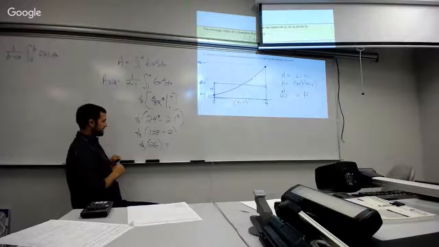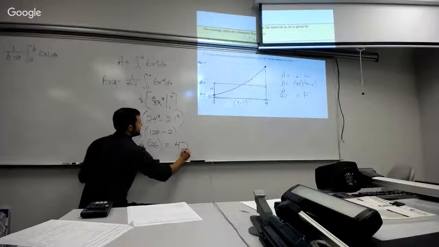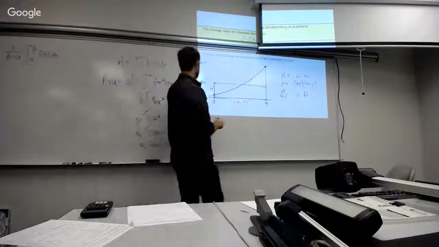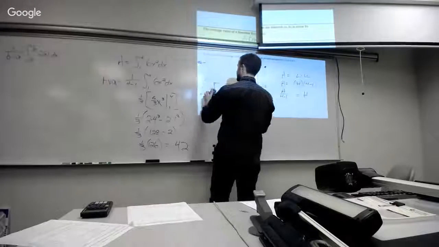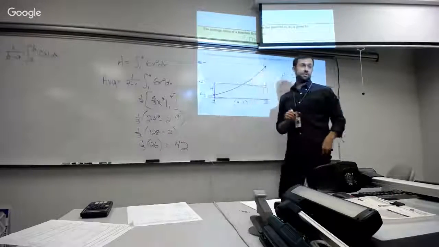Oh, and 3 actually goes into that. Oh, 42. It was actually 42. I was wrong to suggest that it looked like less than 40. It's actually more than 40. The average value happened to be 42.